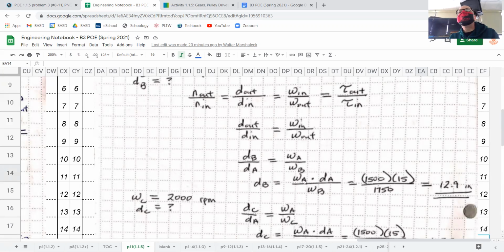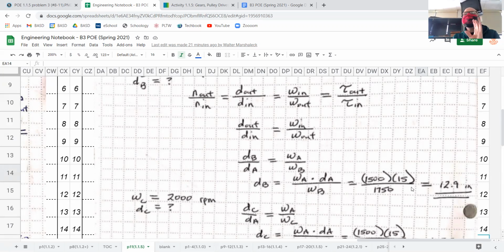Now, given, unknown, equation, GUE. There's 2 S's in the word guess. The first S is substitution. Here I have substituted 1500 for the W sub A and 15 for the D sub A. Remember, those were given for the A pulley. And then W sub B, I substituted 1750. I did some mathematics, multiplying and dividing, and I got 12.9. The unit of diameter in this case is inches.